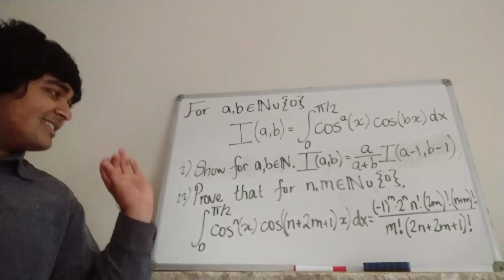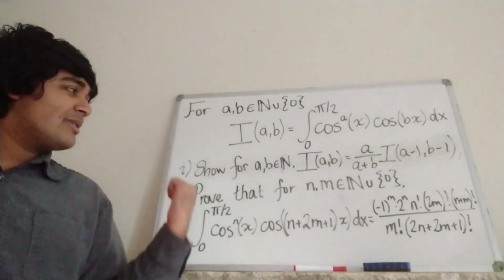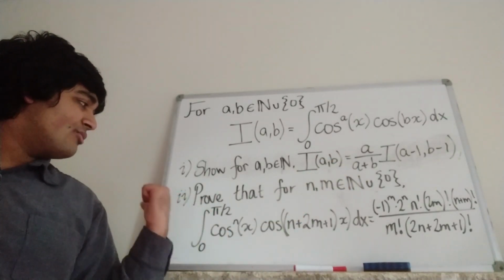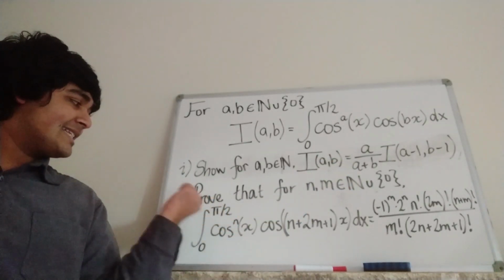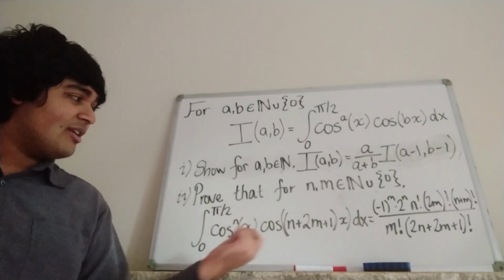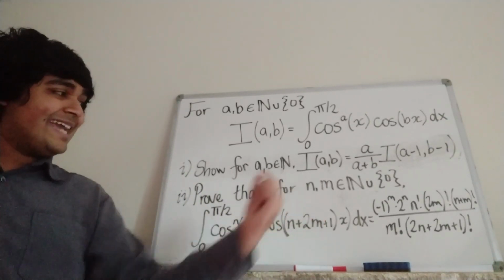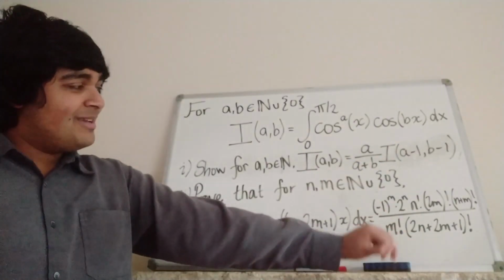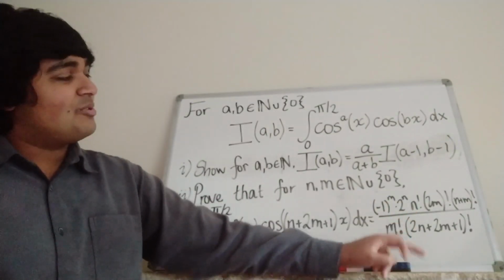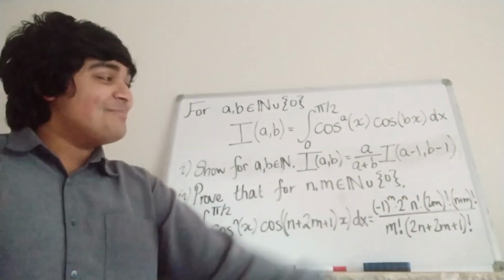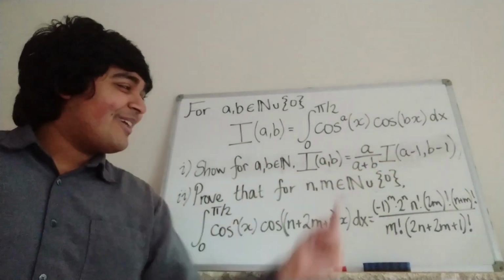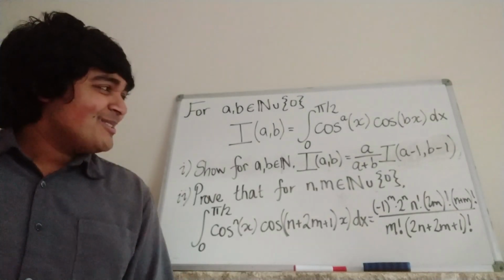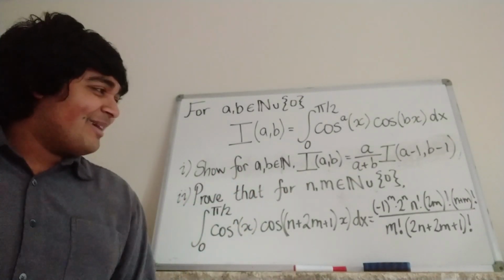And then part 2 is we have this even crazier looking expression. We want to prove now for n and m non-negative integers, so we're including 0 here, the integral from 0 to pi over 2 of cosine x to the power of n times cosine of (n plus 2m plus 1)x dx is equal to this horrible looking expression on the right hand side: minus 1 to the power of m times 2 to the n times n factorial times (2m) factorial times (n plus m) factorial, all divided by m factorial times (2n plus 2m plus 1) factorial. So a lot of factorials, n's and m's floating about everywhere.